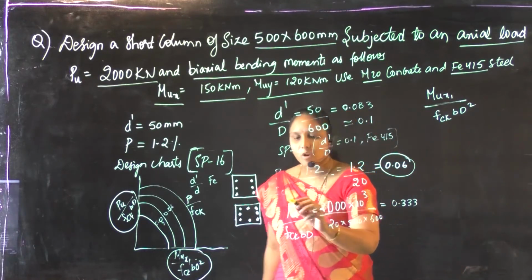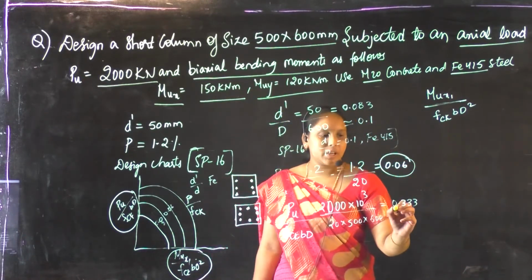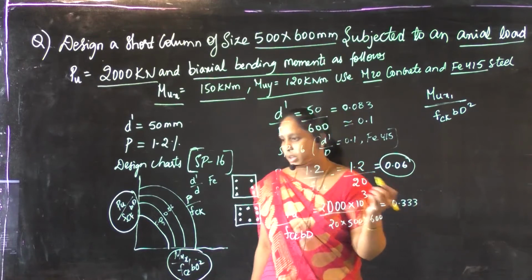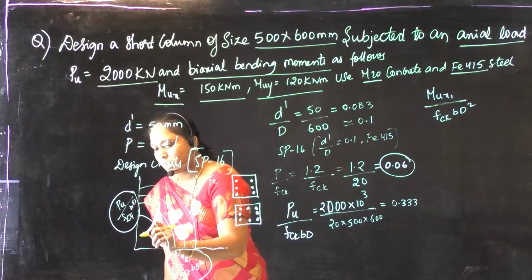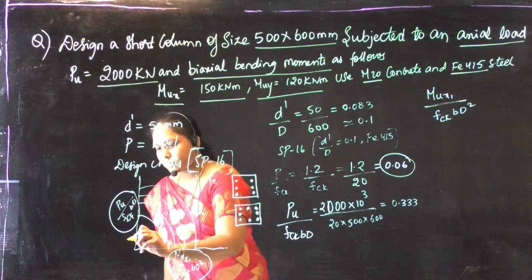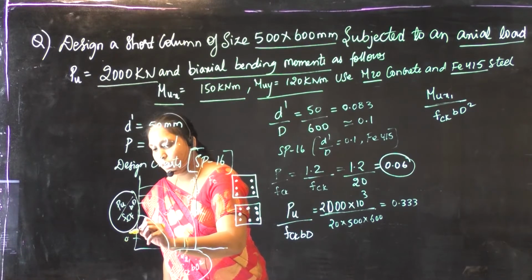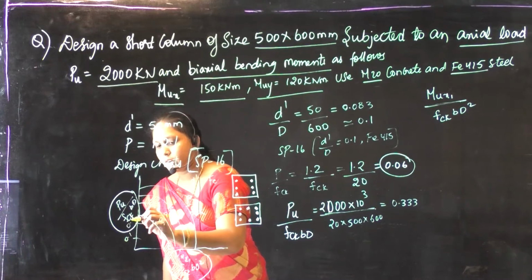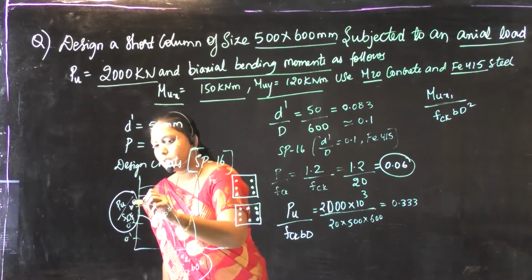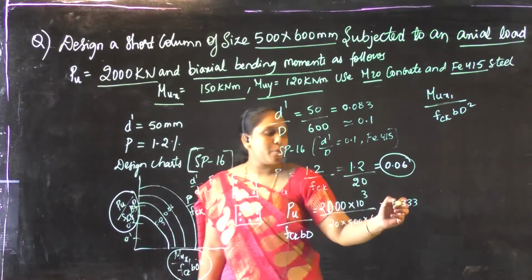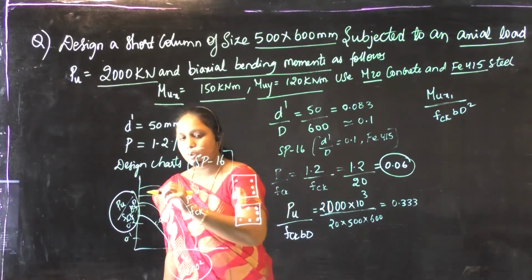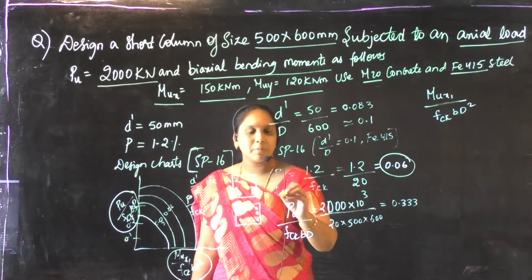So we have already known the value of PU by FCK BD square. It is 0.33. So locate where this 0.33 is. Suppose here it is 0.1, and somewhere here it is 0.2, and here it is 0.3. So 0.33 we have to locate, and what is the P by FCK value?